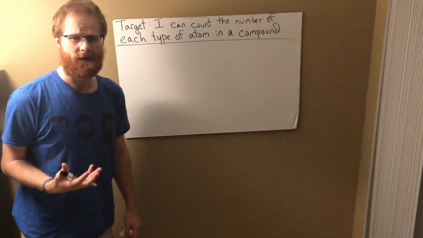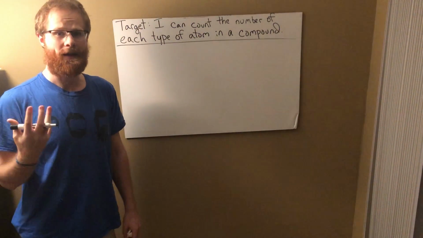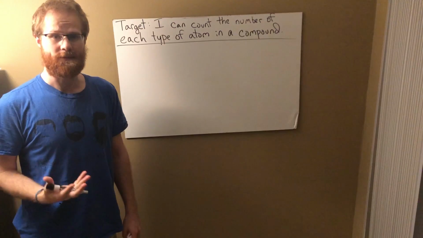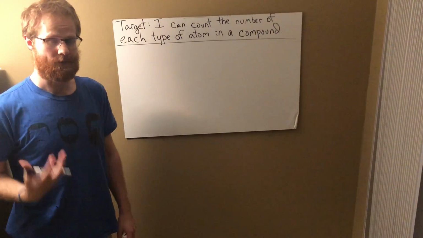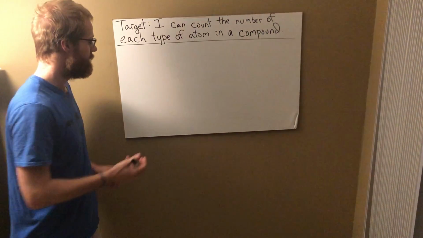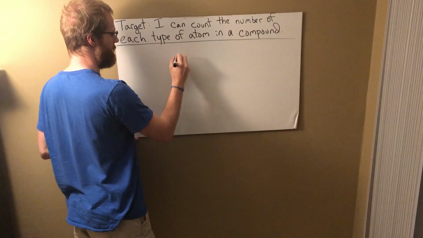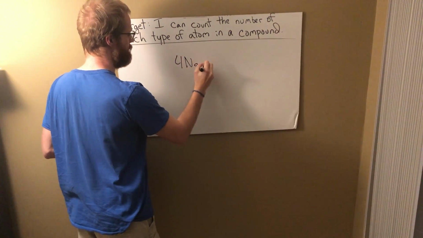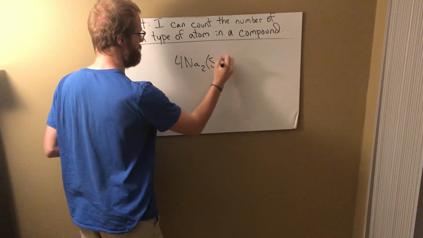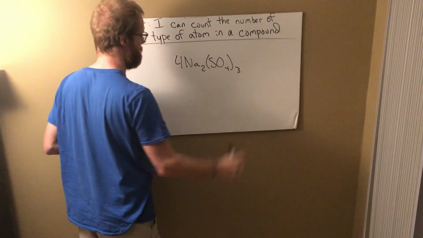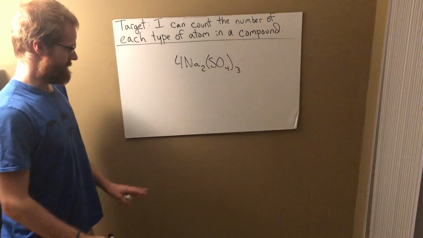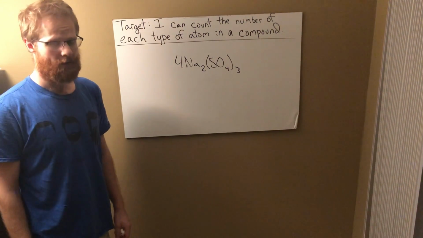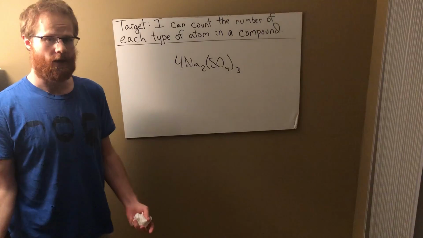Let's talk about our last type of problem. What can happen when we're dealing with very large atoms that have coefficients and subscripts? How do we work with that? So let's just say we had 4 Na2SO4 3. Wow! A lot of stuff going on in this problem, but we can always break it down.